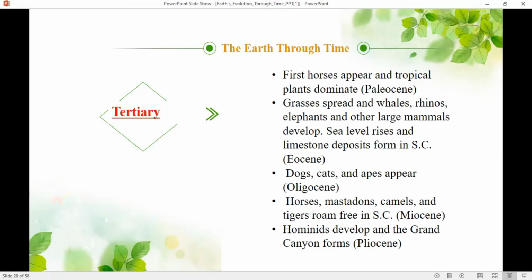The sea level rises and the limestone deposits. Then in the Oligocene, the dogs, the cats, and the apes appear. In the Miocene, the horses, the mastodons, the camels, and the tigers roam free and sea. In the Pliocene, the hominids develop and the Grand Canyon forms. Next is the Quaternary Period.